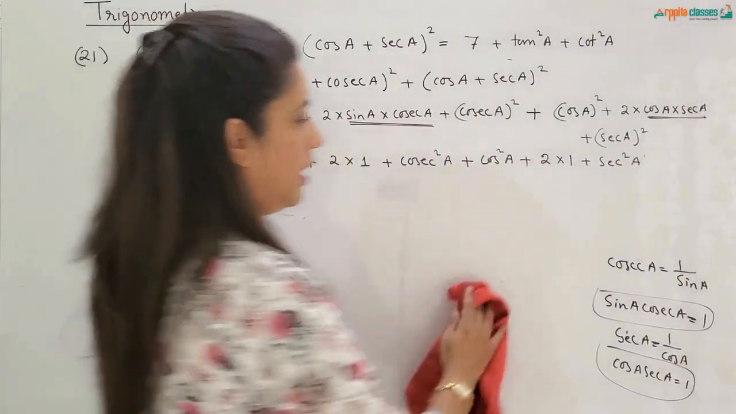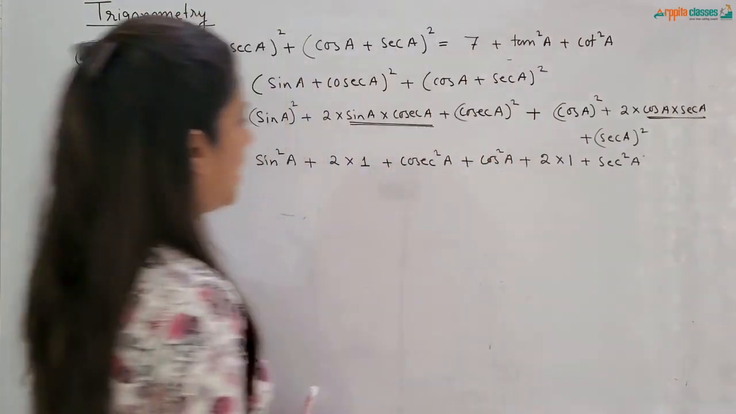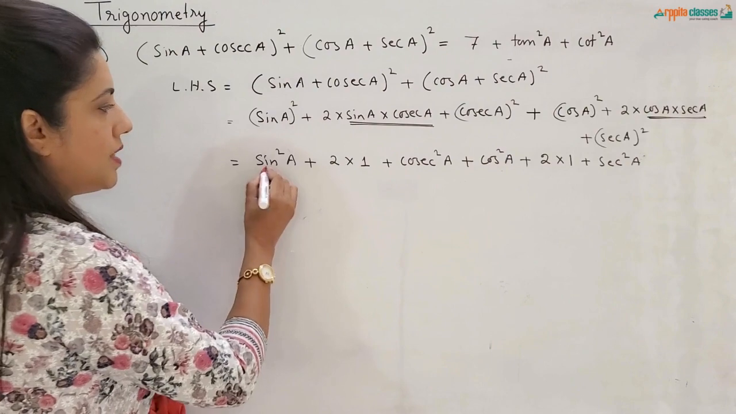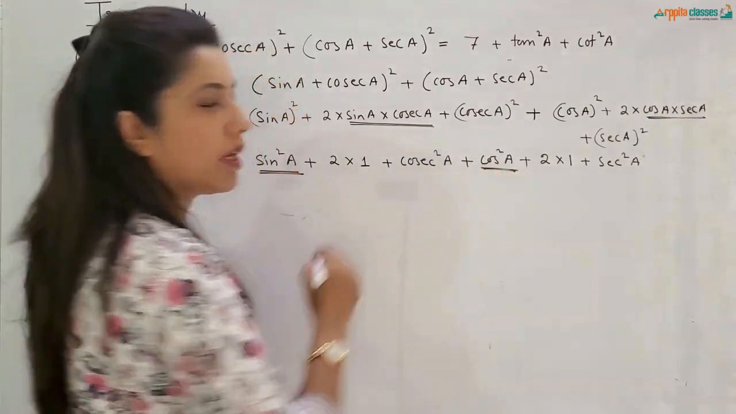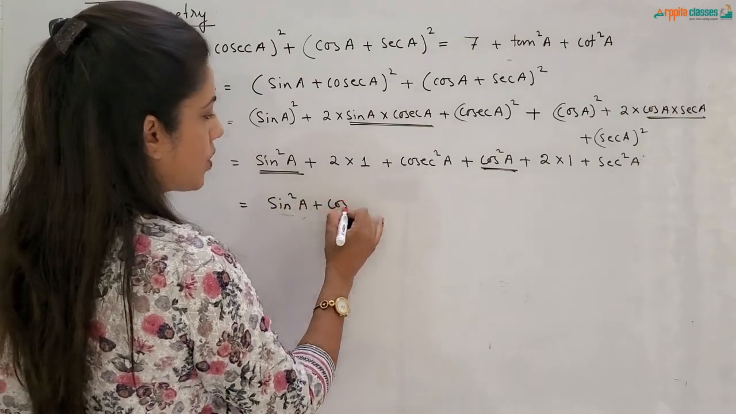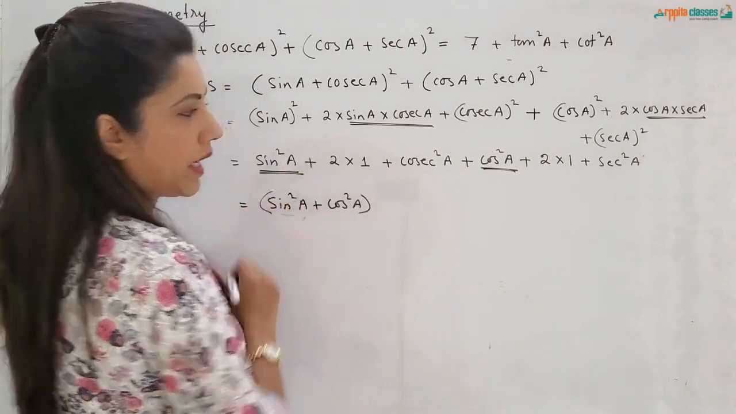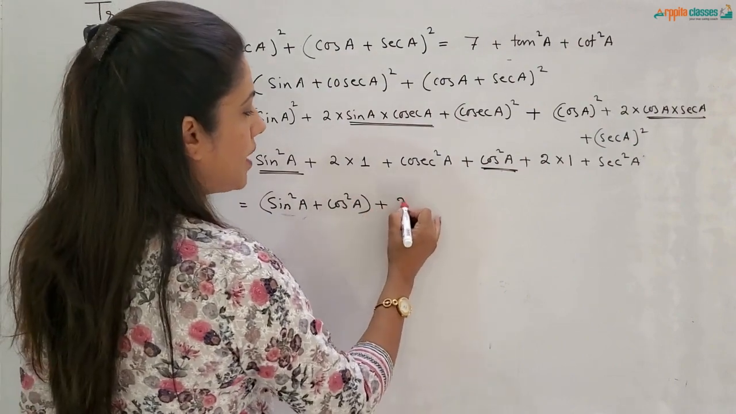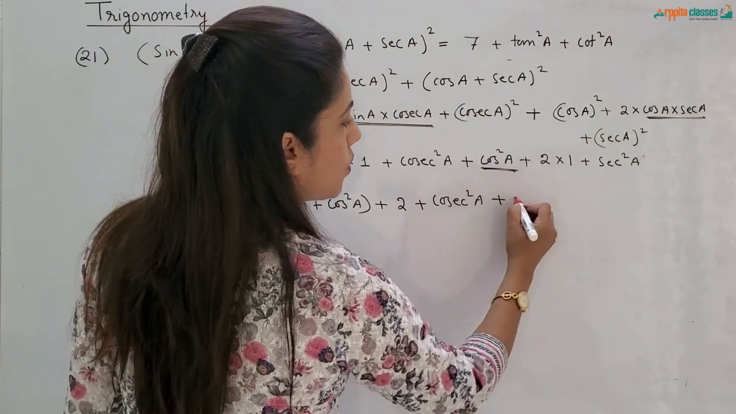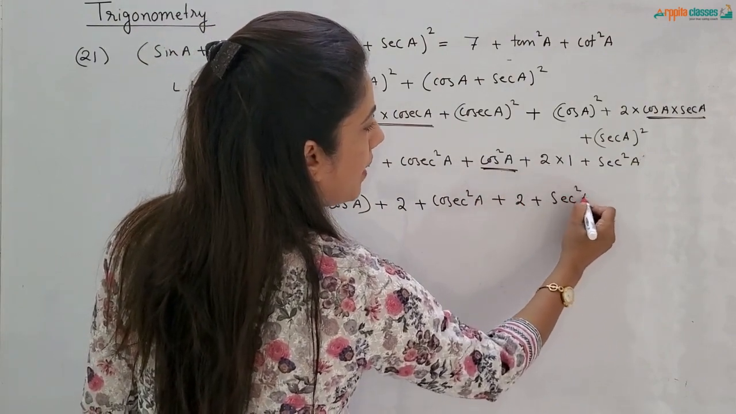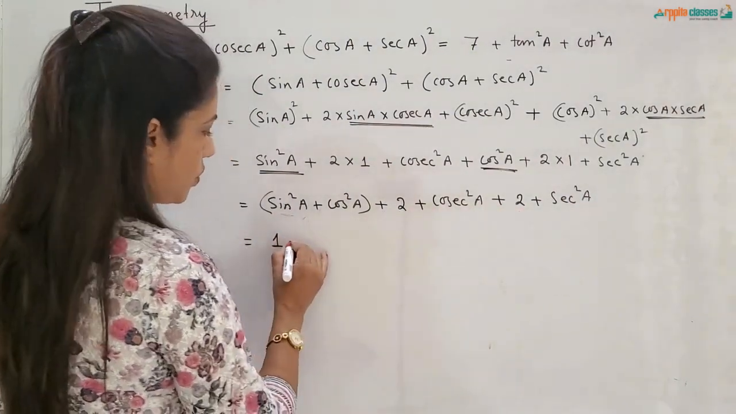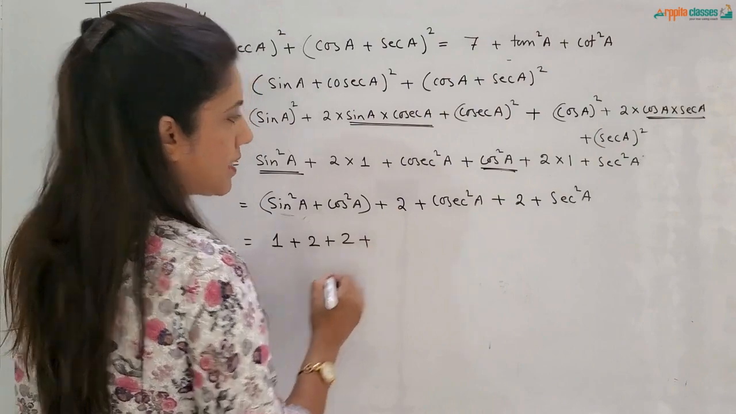Right? Now sin square A plus cos square A will give you 1. So I will take them together, sin square A plus cos square A. Plus 2 into 1 is 2. Plus cosec square A will remain as it is. Plus 2 into 1 is again 2. Plus sec square A will remain as it is. So here it is 1 plus 2 plus 2.